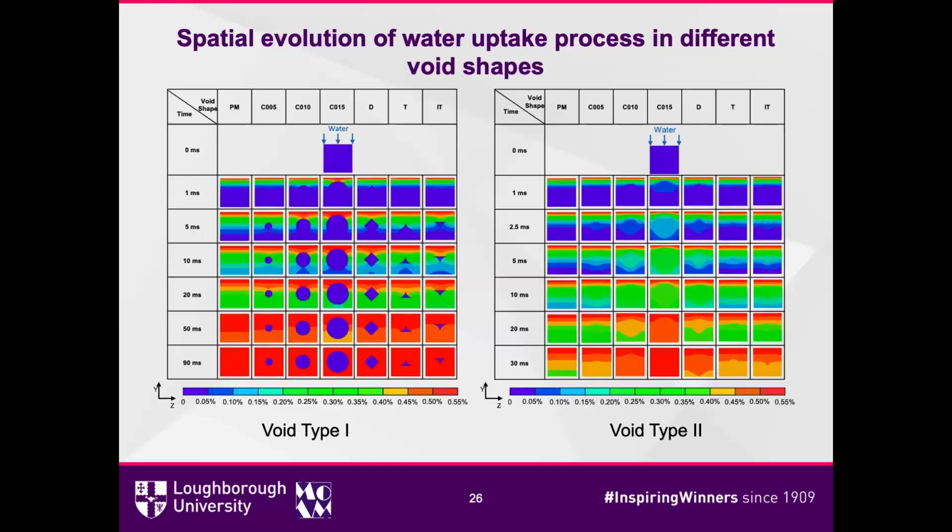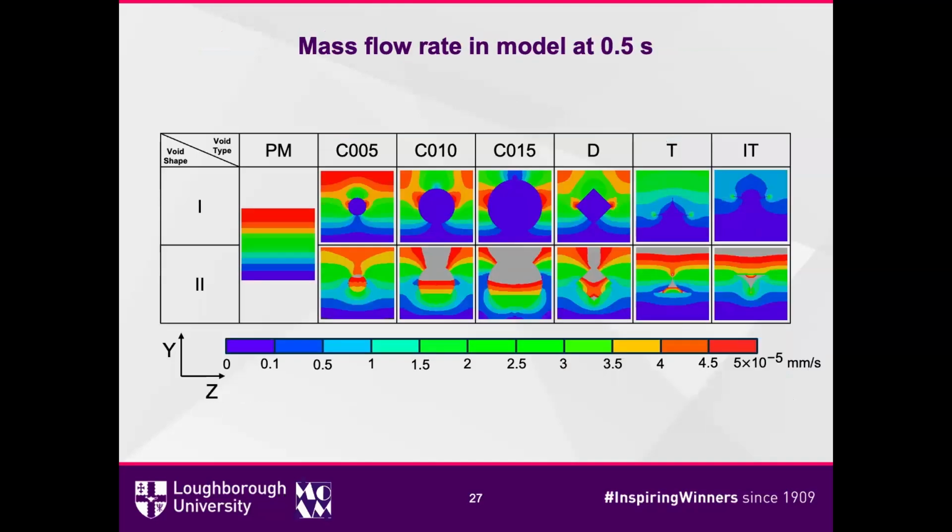So here are the results from Abaqus. As we could see, in the hydrophobic void, the big void shape here retards the penetration of the moisture significantly. However, in void type 2, which is hydrophilic, such a big void accelerates the diffusion of water significantly. And this is the mass flow rate.